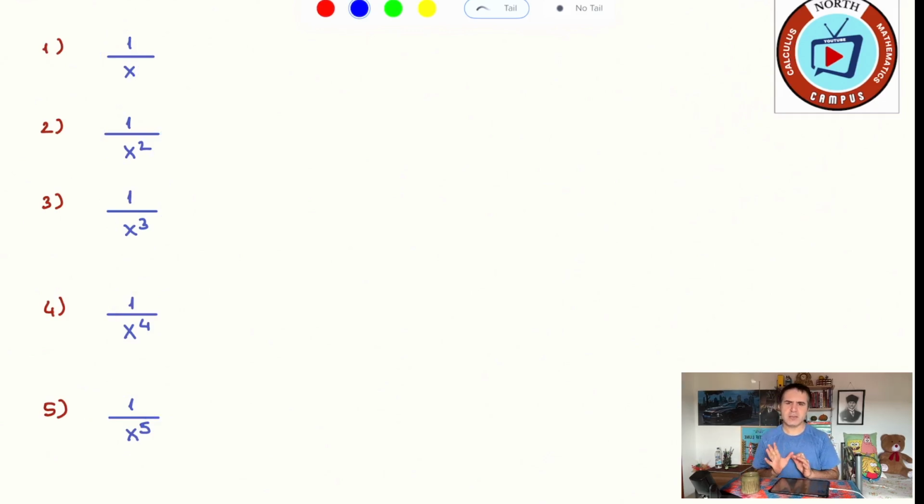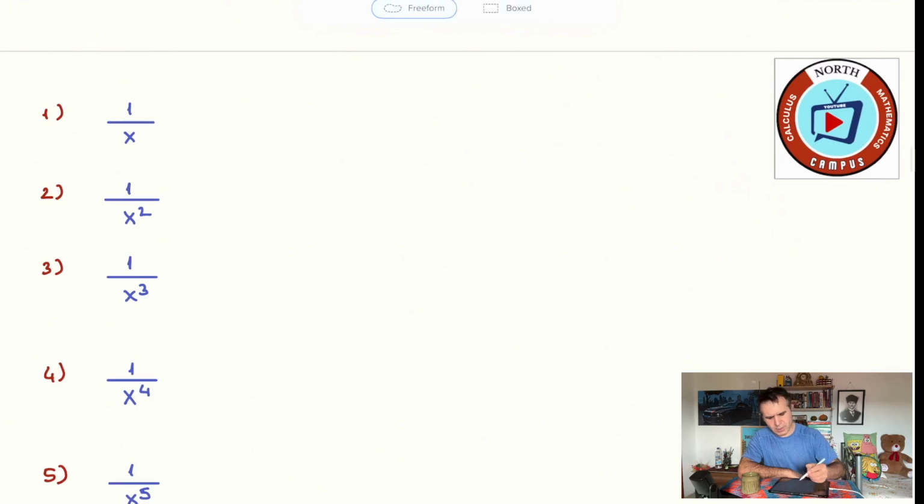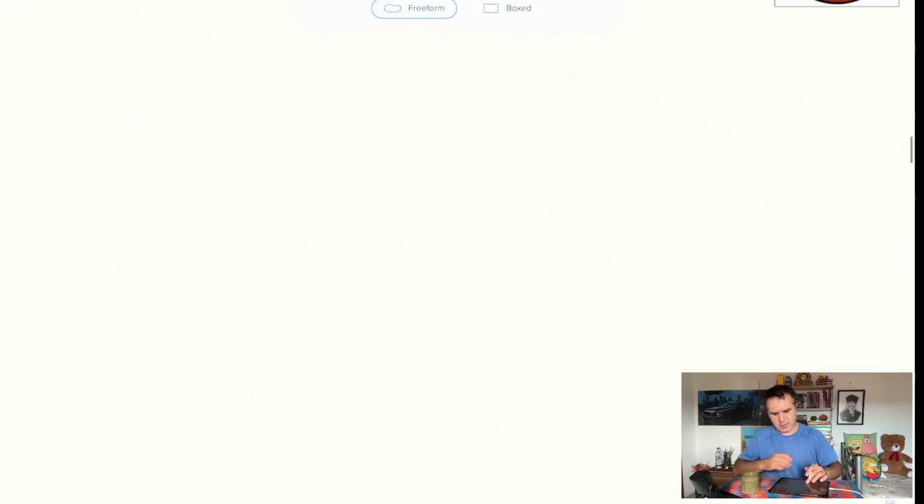Firstly, to take the derivative of a reciprocal function, we first rewrite it as a power function. And after writing them as power functions, we will use the derivative rules of power functions. Firstly, let's take the function 1 over x.